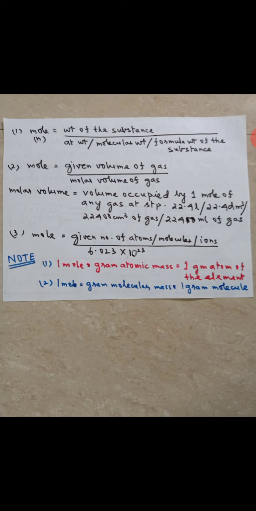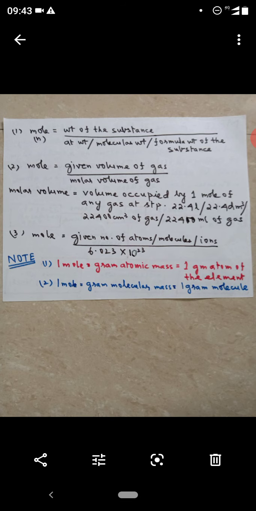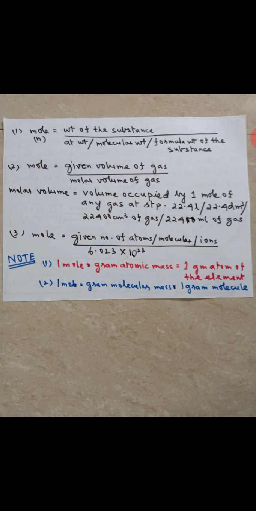In this way, we can use a formula to calculate the number of moles in terms of weight, in terms of volume, in terms of number of atoms, molecules or ions. Now remember, a note I have given you. 1 mole is how much? 1 mole is atomic weight, which is said to be gram atomic mass. Now gram atomic mass is also called 1 gram atom of the element.